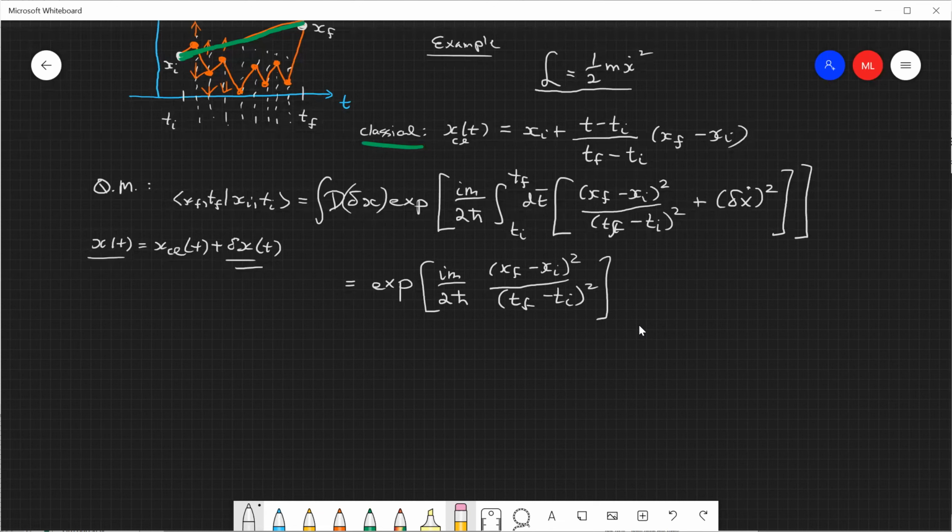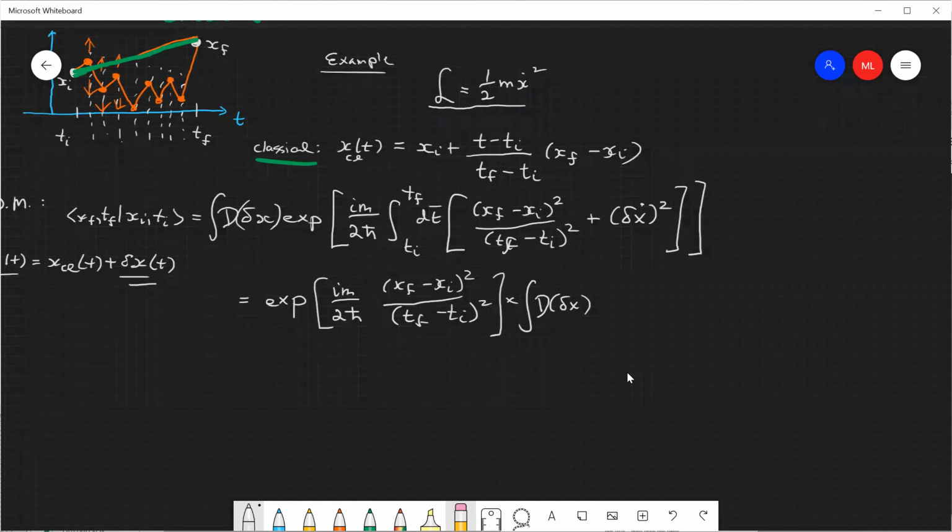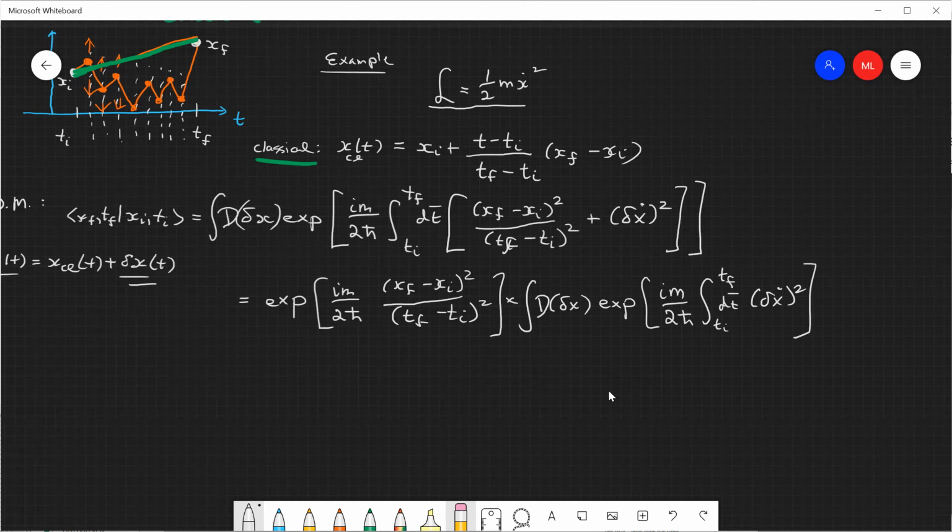Times this leftover path integral over all the deviations away from the classical path. And this includes even the extreme deviations, like the really wild ones. And the leftover integral is just i m over 2 h bar, the integral from T_i to T_f of just the time derivative of that, delta x dot.